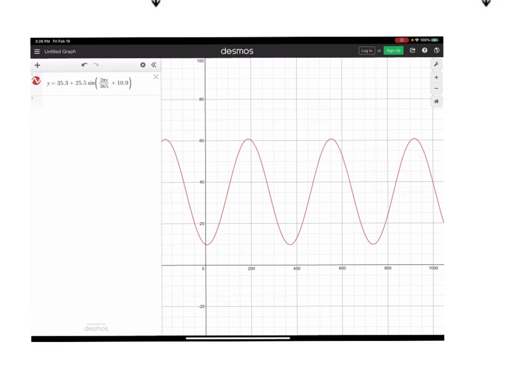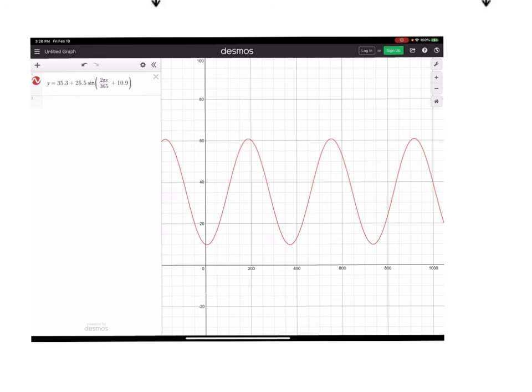What is the average daily fuel consumption we expect? Well, we look at our formula. Our daily average is going to be our constant, which is 35.3. Is this what you expect it to be in terms of daily fuel consumption in gallons on a farm? Yes, you need a lot of fuel for a farm. Tractors are running, equipment is running all the time.